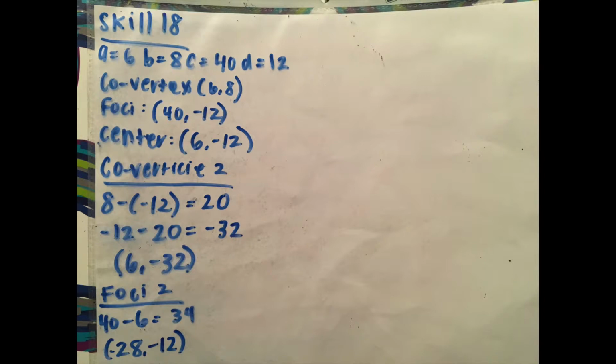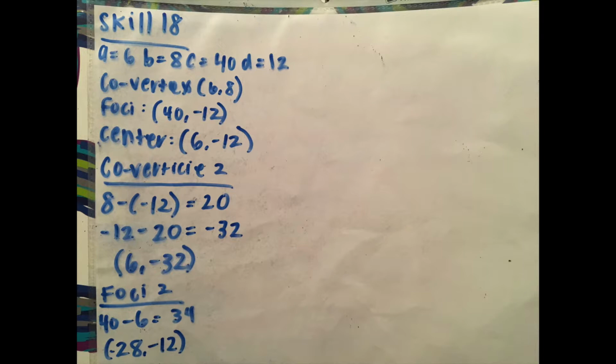Next, I had to find my other co-vertex. In order to do this, I had to find the distance from the center to the co-vertex. I did this by subtracting my y value of my co-vertex from my y value of my center. I did 8 minus negative 12, which ended up resulting in 20. Since I knew that the co-vertex was 20 units up from my center, I also knew that there would be one 20 units down from my center. To get my second co-vertex, I subtracted 20 from negative 12 to get negative 32. Finally, since I knew for the other co-vertex, the x value would be the same as the center, and the other y value was negative 32, my other co-vertex was at 6, negative 32.